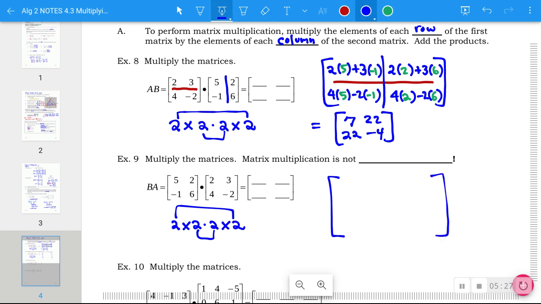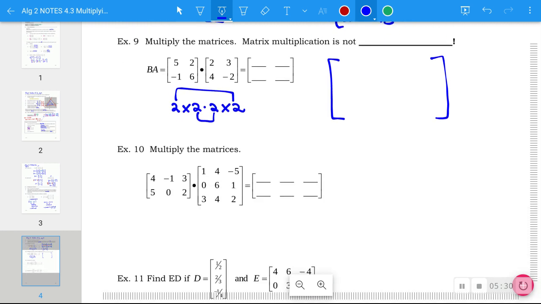And we'll start. You divide the rows first in the first matrix, and then you switch to dividing the columns in the other matrix. Now we're going to start filling in rows and columns. Across the top, we're going to use 5, 2, like that. And across the bottom, we're going to use negative 1, 6.